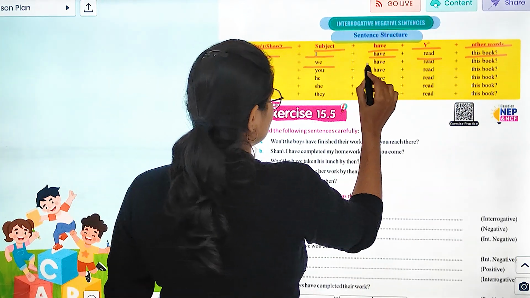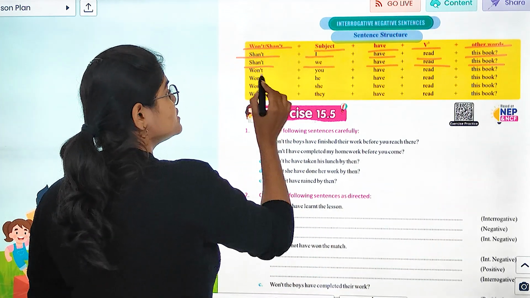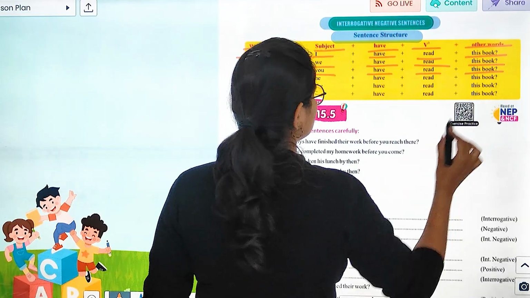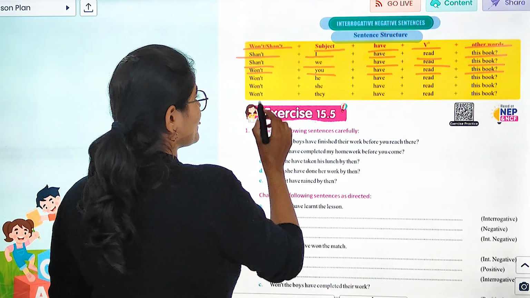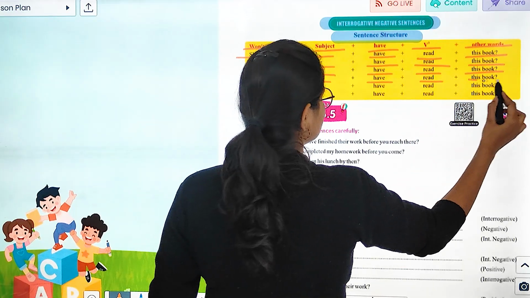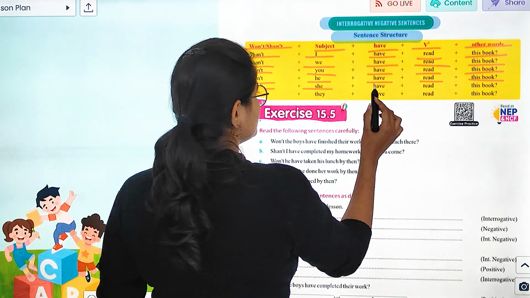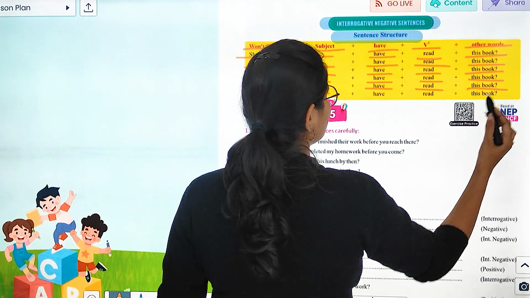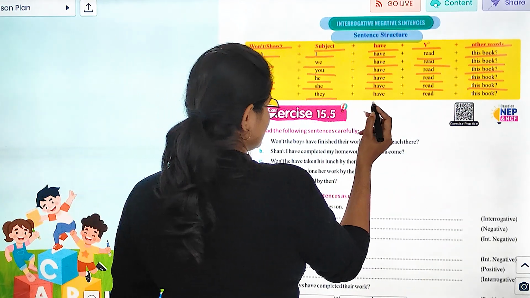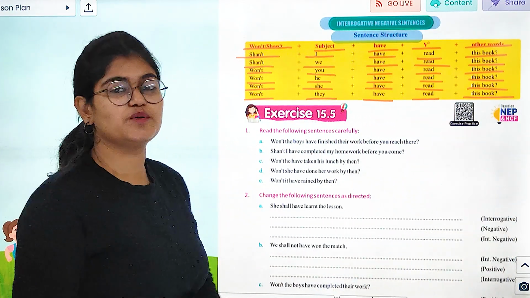Shan't we have read this book? Won't you have read this book? Won't he have read this book? Won't she have read this book? Won't they have read this book?